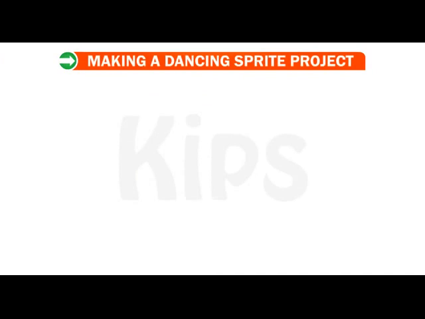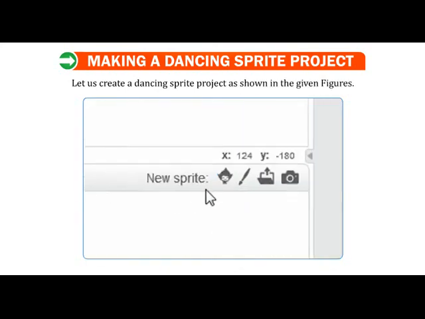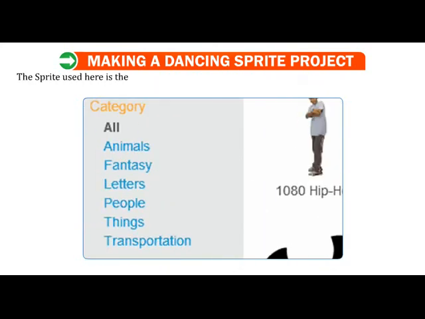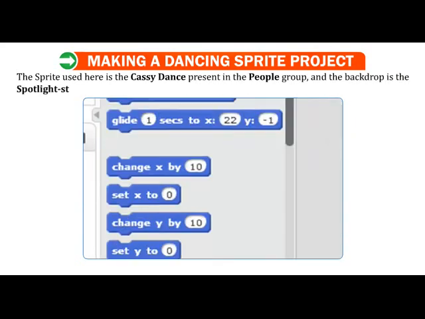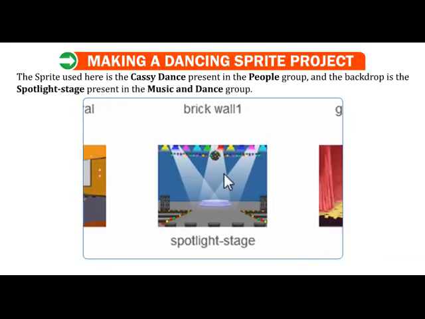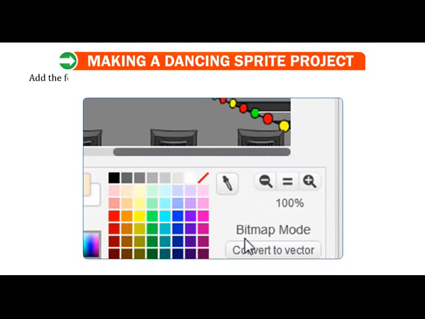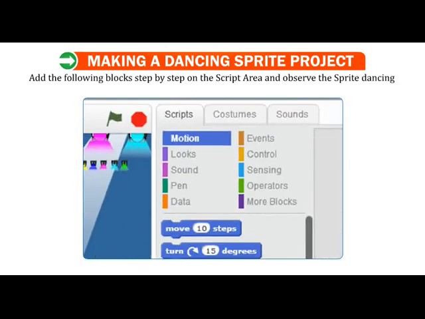Now let us talk about making a dancing sprite project. By now you have used many blocks and created projects in Scratch. Let us create a dancing sprite project as shown in the given figures. The sprite used here is the Cassie dance present in the people group, and the backdrop is the spotlight stage present in the music and dance group. Add the following blocks step by step on the script area and observe the sprite dancing on the stage.